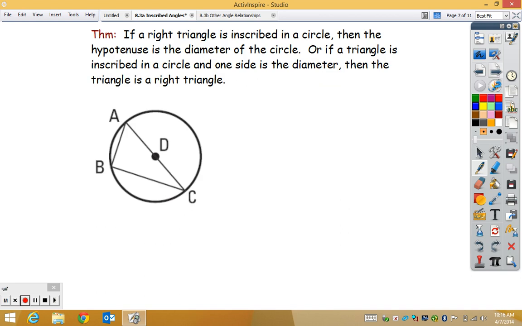Okay. If a right triangle is inscribed in a circle, then the hypotenuse is the diameter of the circle. Another way to say it is, if a triangle is inscribed in a circle and one side is the diameter, then the triangle is a right triangle. So we see in our illustration we have a right triangle, and the hypotenuse is the diameter, AC, crosses through our center D. So we have a right triangle inscribed in a circle.